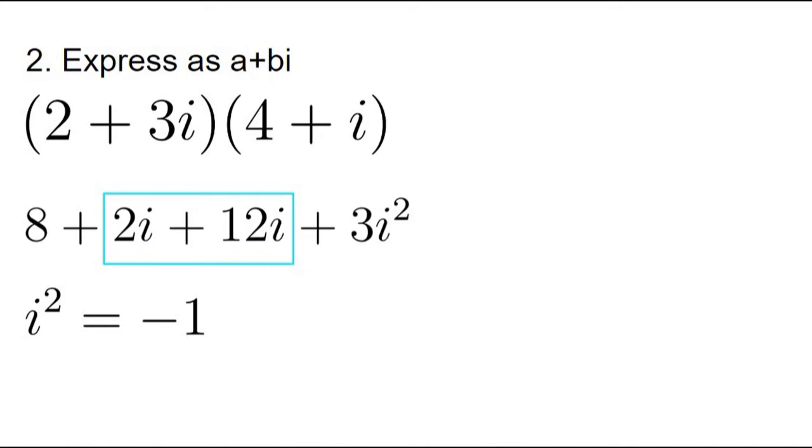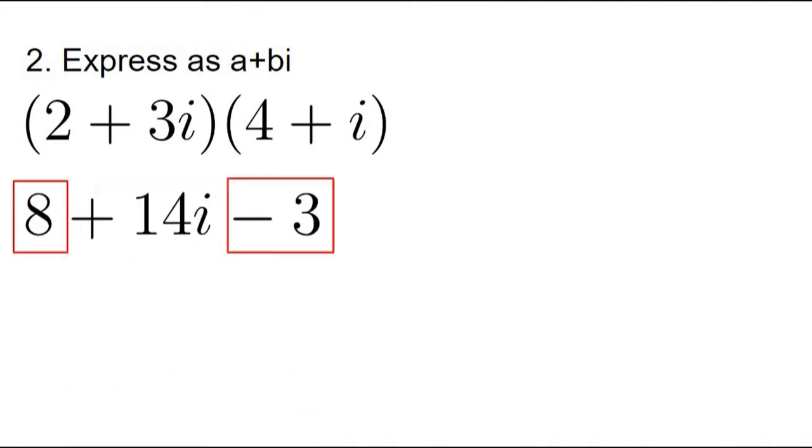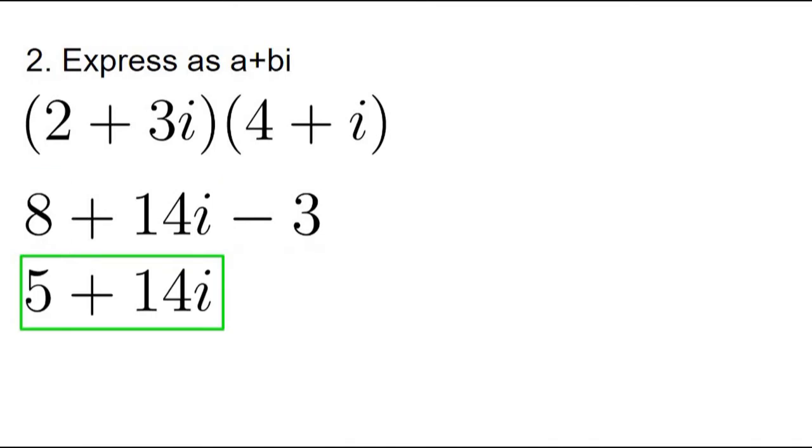And we have 8 + 14i - 3. -1 times 3 turns out to be -3. And now again we have one more pair of like terms, the 8 and the -3. So we're going to do that last simplification, and we come up with our answer of 5 + 14i.